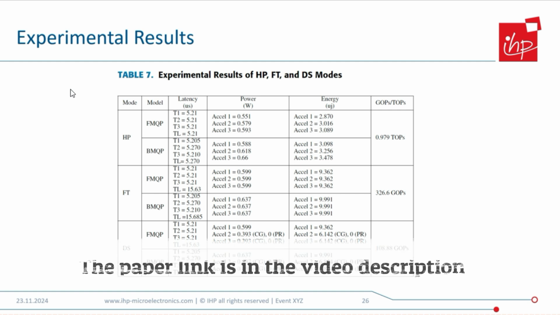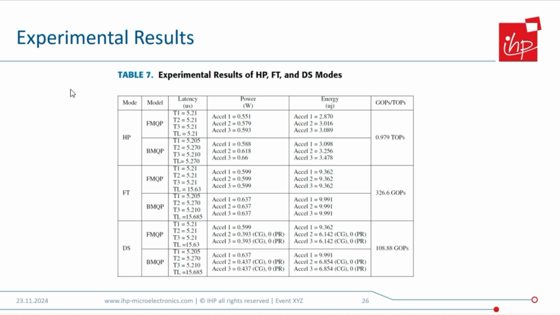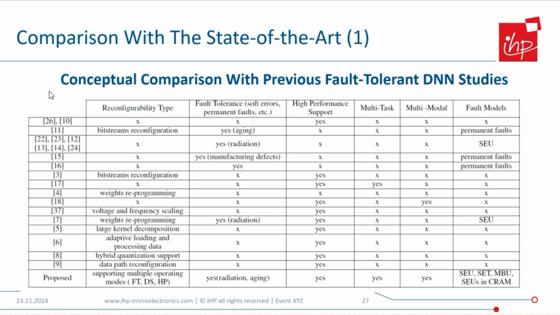So the comprehensive analysis of this table is also provided in the paper, in case you would like to read it and understand it in even more depth. In this table, we are comparing our work with previous fault-tolerant studies. Conceptually, our work is different as compared to other studies. You can see that we offer a different perspective around reconfigurability in DNN accelerators.